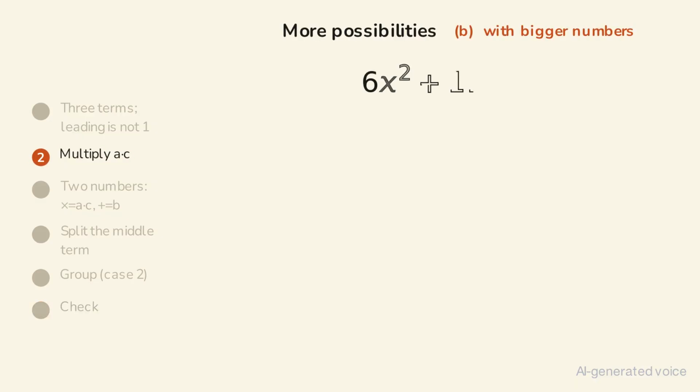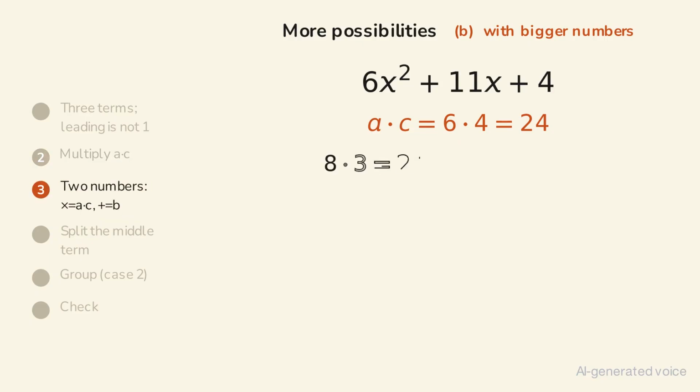The second, with bigger numbers, 6x squared plus 11x plus 4. A times C is 6 times 4, 24. Two numbers that multiply to 24 and add to 11.